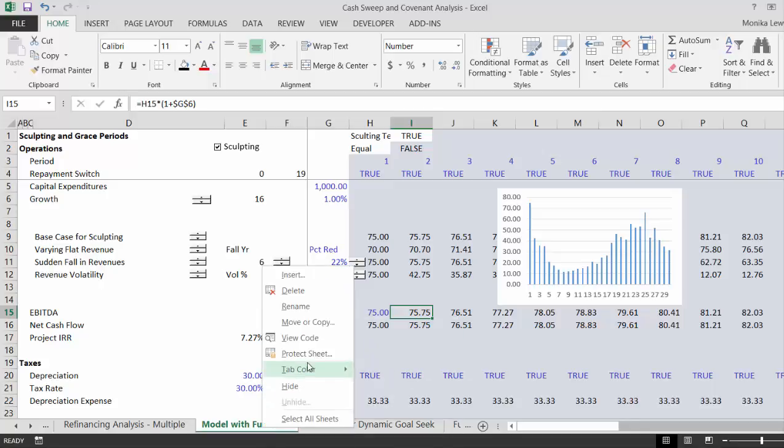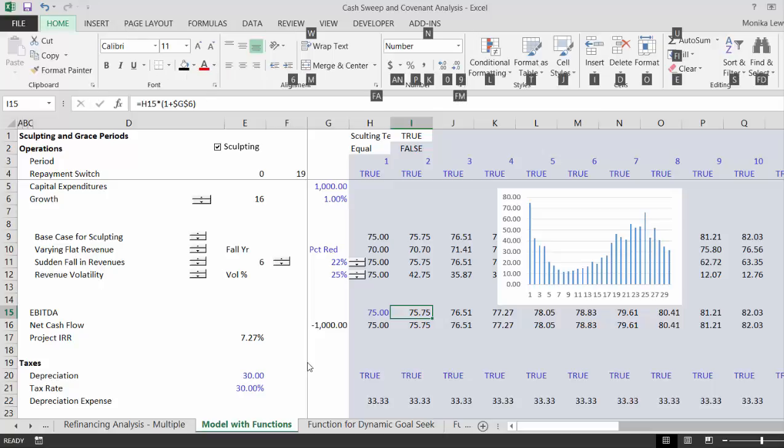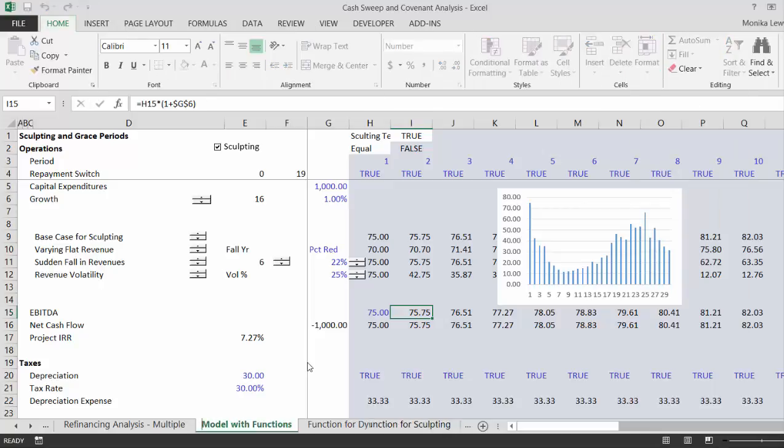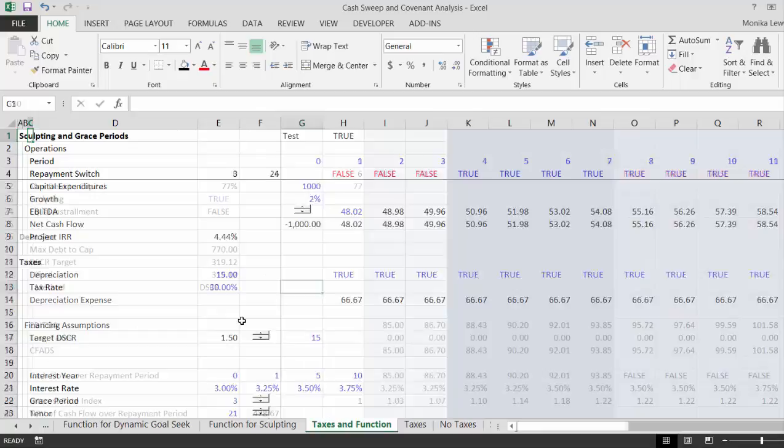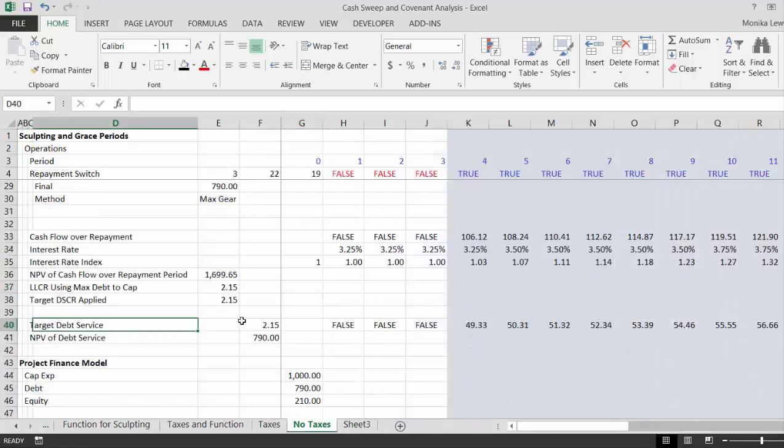Oh, why don't I use the shortcut? Alt H O R. That's better than that, isn't it? Cash sweep and trap. Okay.